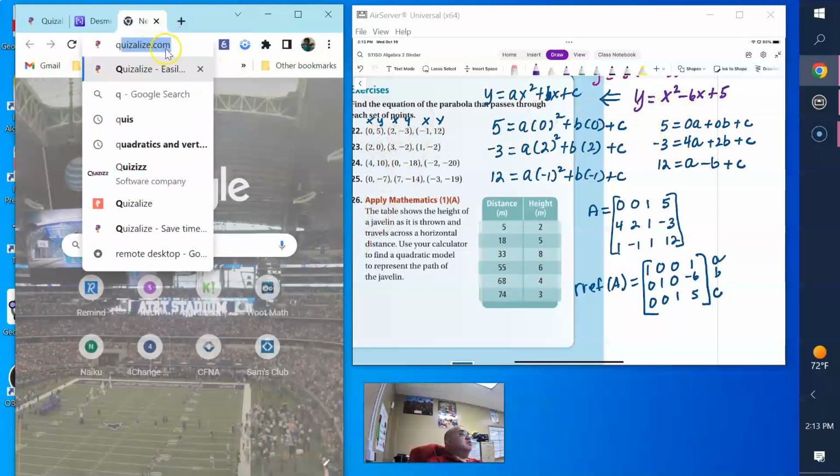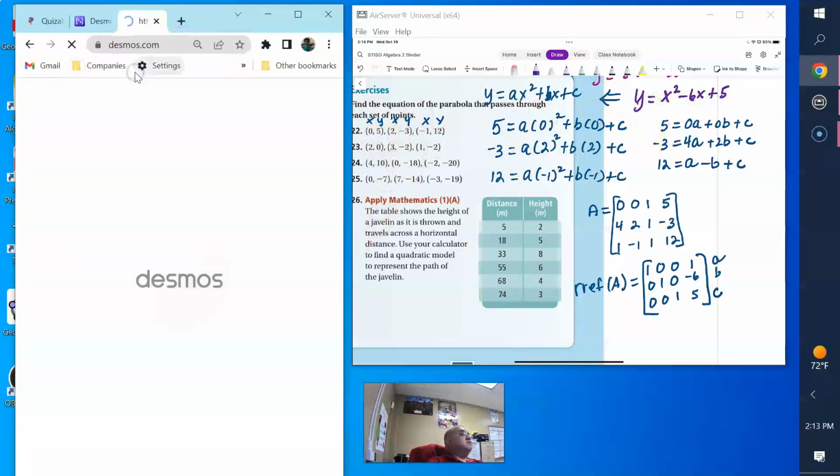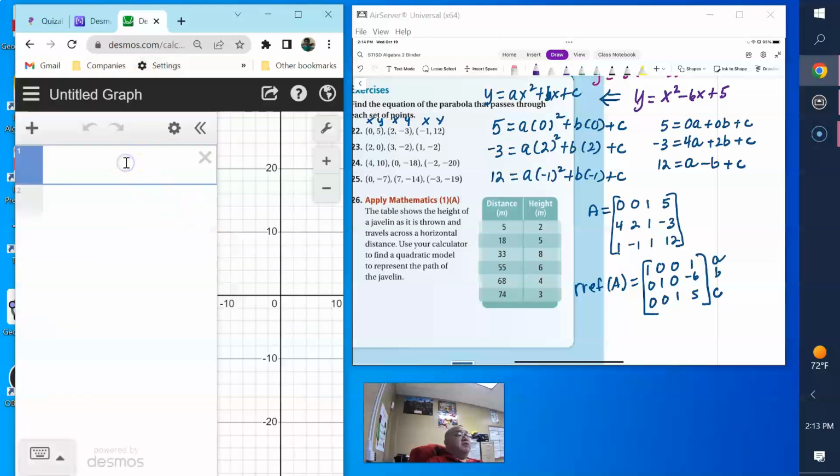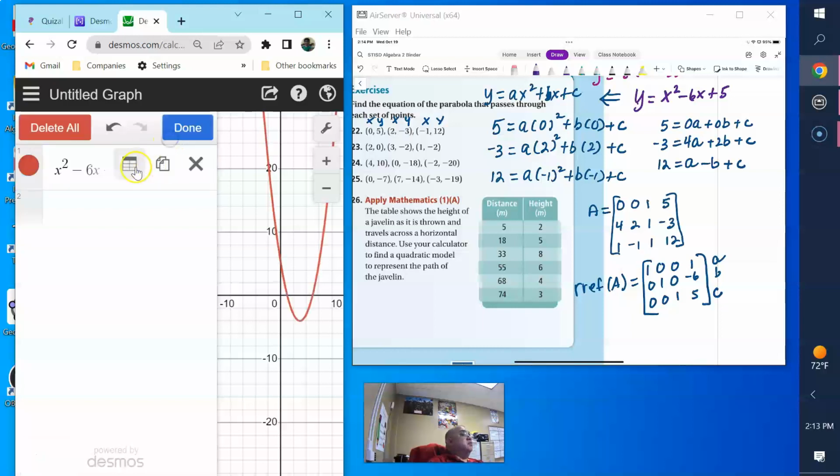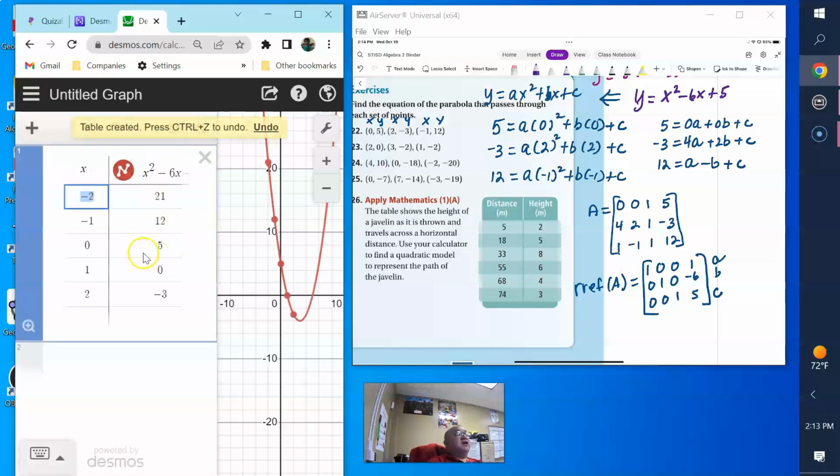Now, if you want to check if these 3 points are on this parabola, you're going to go to Desmos. Type in the equation x squared minus 6x plus 5. Look at your table, and your table is 0, 5. We have 0, 5. We have 2, -3, and we have -1, 12. So yeah, all the points are there that we had for 22.